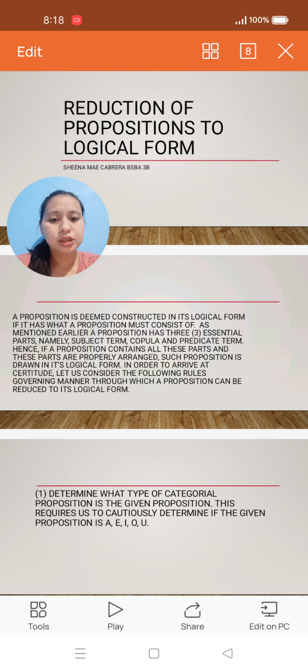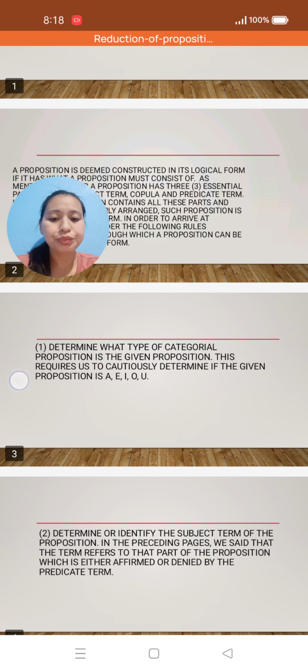And a proposition is deemed constructed in its logical form if it has what a proposition must consist of. As mentioned earlier, a proposition has three initial parts, namely subject term, copula, and predicate term. Hence, if a proposition contains all these parts and these parts are properly arranged, such a proposition is drawn in its logical form. In order to arrive at certitude, let us consider the following rules governing the manner through which a proposition can be reduced to its logical form.